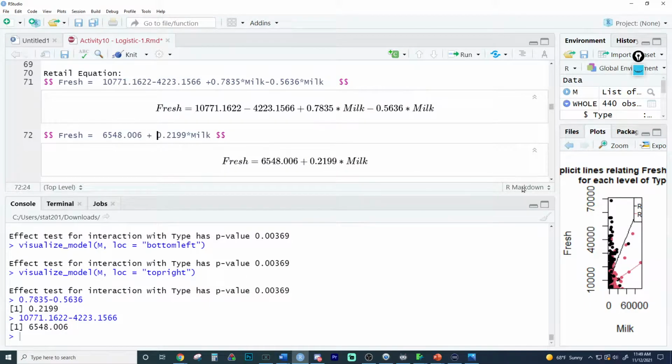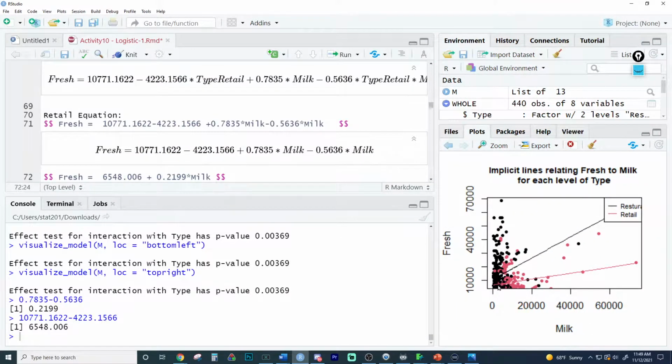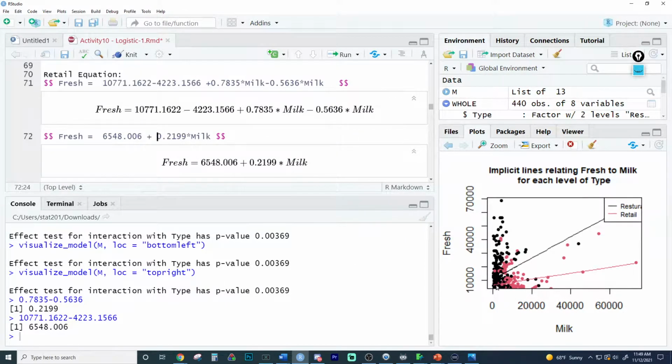And then look at it. When you see it, does this line look, down here, to maybe hit, and we're talking about the red line because this is the retail line. We solved for the equation of retail. Does it look to hit about 6,000 and have a slope of about 0.2?